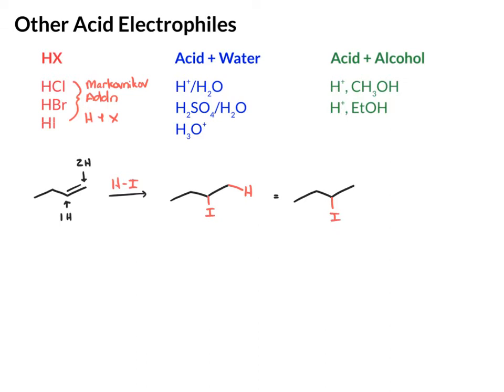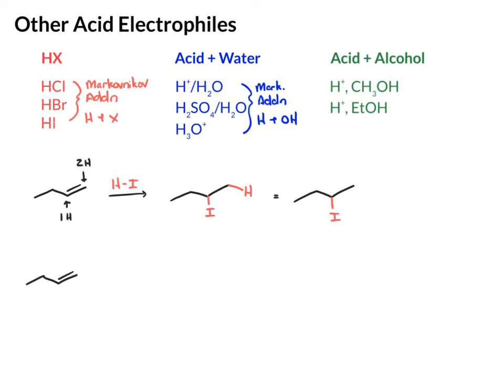In addition to those acids, we can add acid and water. And you'll notice that I have a few different ways this is written. You can write it as H plus and H2O, sulfuric acid and water, or H3O plus. These all basically mean the same thing. And if you see any of these, it's going to be Markovnikov addition of H and OH. So the OH comes from the water. So let's look at the product for that, and we'll talk about the mechanism here in just a second.